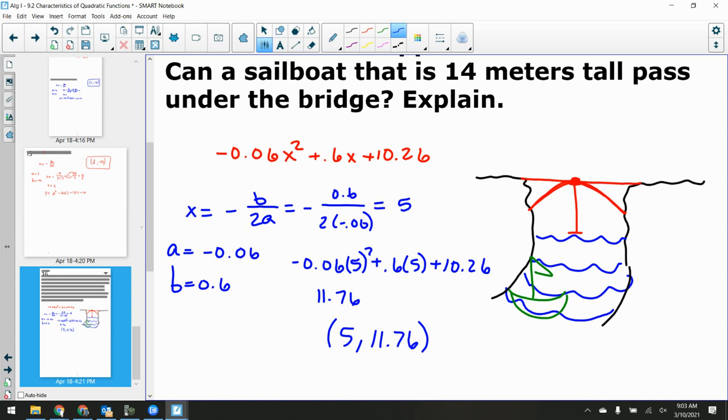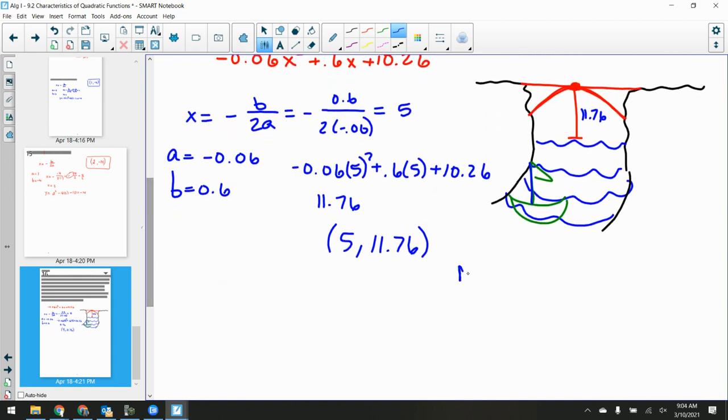Will the 14 meter tall boat fit through? No. Because this is only at 11.76 meters. And this is 14 meters. Uh-oh. Take the flag off the top. So this is not going to fit through. Not gonna fit.